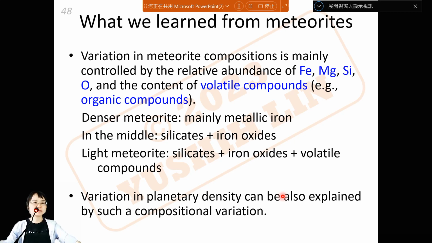So what do we learn from meteorites? Variation in meteorite composition is mainly controlled by the relative abundance of iron, magnesium, silicon, and oxygen, and the content of volatile compounds. Denser meteorites will be mainly metallic iron. In the middle, we have silicate plus iron oxide. Lighter meteorites will have silicate plus iron oxide plus volatile compounds. And they are of different density. So variation in planetary density can then be explained by such compositional variation or combination. That's how scientists figure out what might be the chemical composition of the planets.